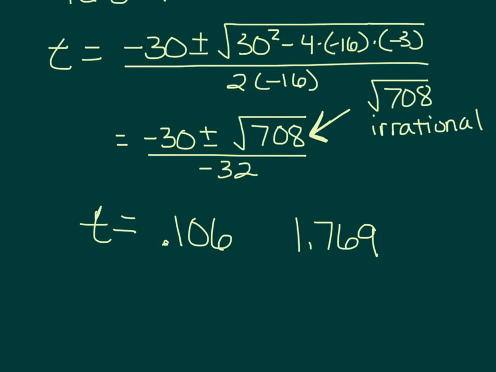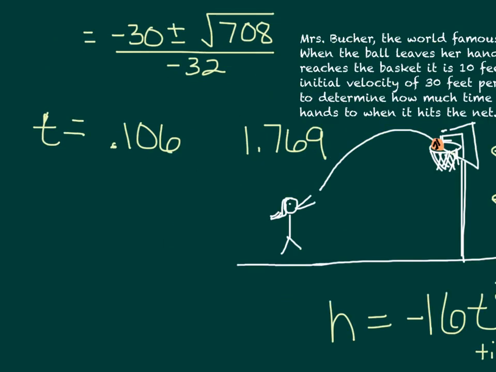Well, let me bring back the picture of me shooting the basketball. And it won't let me bring just the picture. It's making me bring all the words and numbers with it, but that's okay. Here it is. And if you notice, at 10 feet, right here where the basket is, that parabola actually hits that value twice. So at 0.106 seconds, the ball is on its way up. And then at 1.769 seconds, the ball's back on its way down, and that's when it hits the net. So if we want to know when it hits the net, we would say 1.769 seconds.